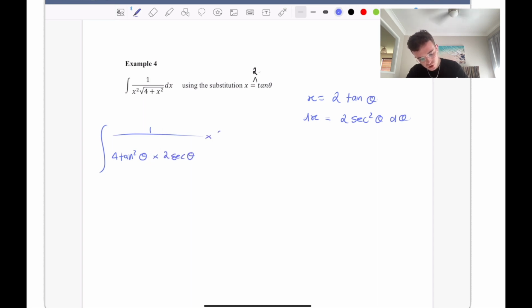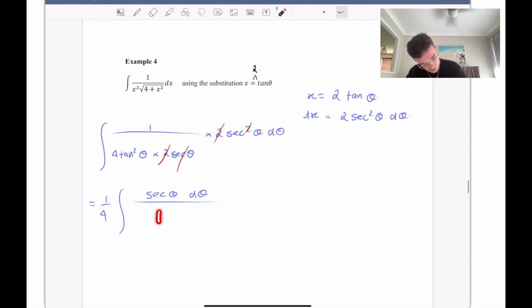And we're timesing by 2 sec squared theta d theta. So we've replaced this dx with sec squared theta d theta times 2. So we can kill that 2, that sec, and that sec. And we're left with sec theta d theta over, we might take the 1/4 out there, make that an integral, over tan squared.